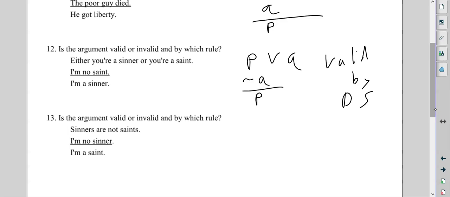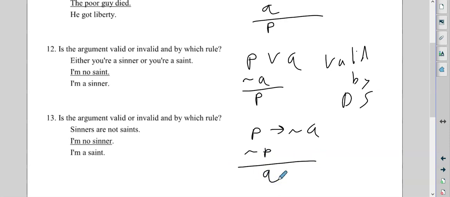Okay, this one's kind of a tricky one. Sinners are not saints. That's a statement. Okay? But this is really saying, it's really an if-then statement. If you're a sinner, then you're not a saint. So again, not all if-then statements have to be written in if-then form. So we have to kind of change it to that first. If you're a sinner, then you're not a saint. You can actually write that out. You don't have to. I'm no sinner. I'm not a sinner. Sinner is P. I'm a saint. Well, based on what we learned before with the other ones, that is invalid.